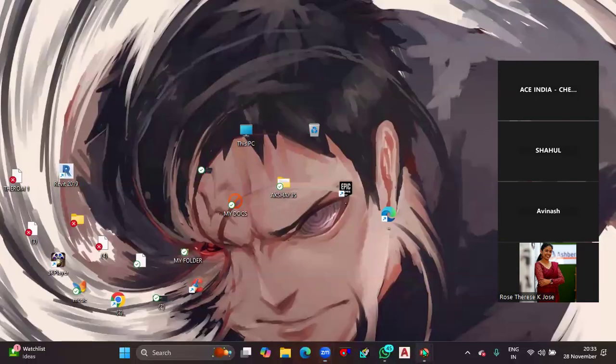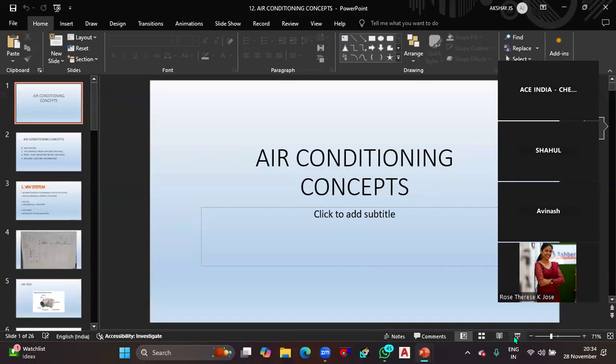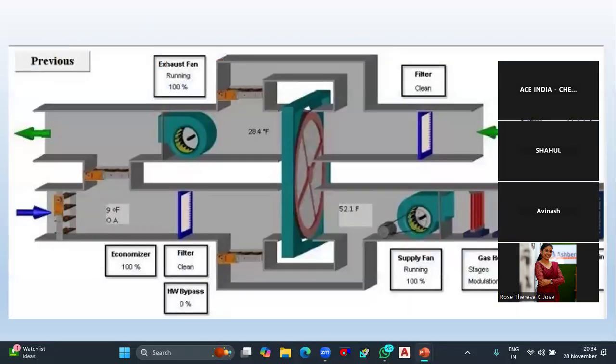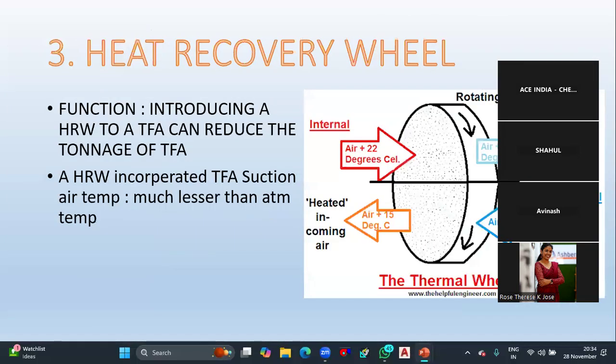Yesterday we started a topic named air conditioning concepts. In air conditioning concepts, we learned about a lot of systems, such as VAV systems and TFA systems, isn't it? These are the three systems that we learned in the last session. Then, in continuation of air conditioning concepts, the next one is named RCT.